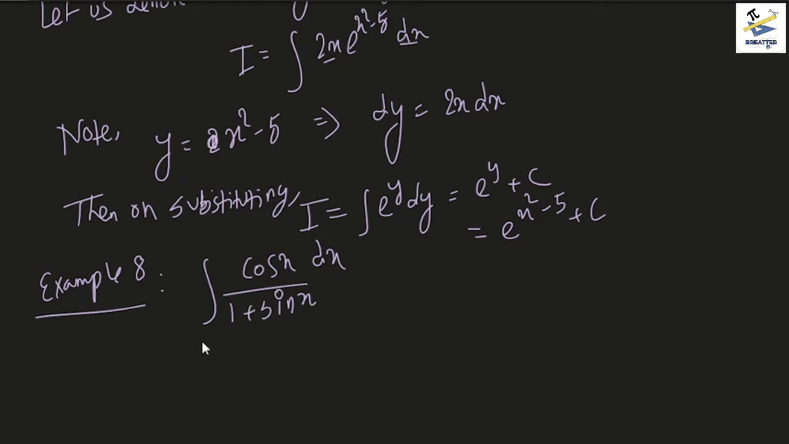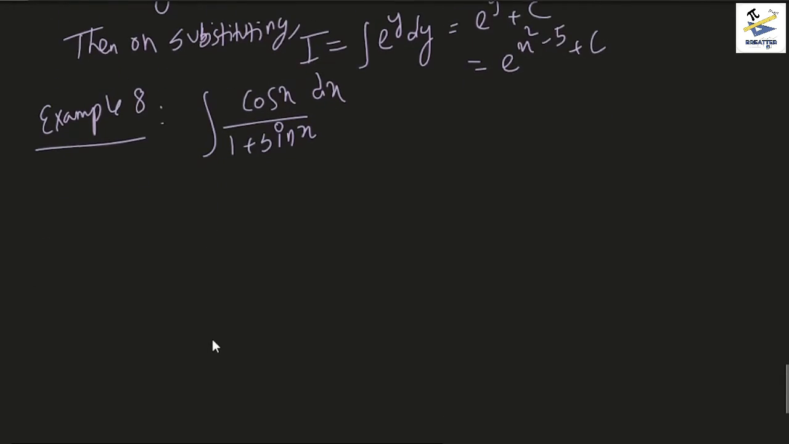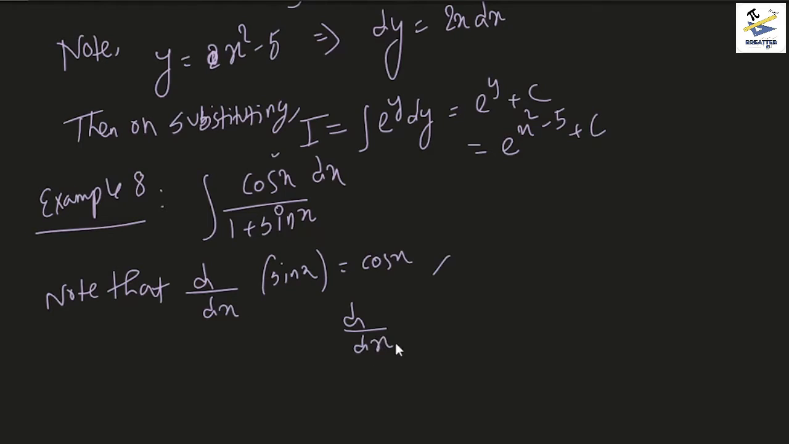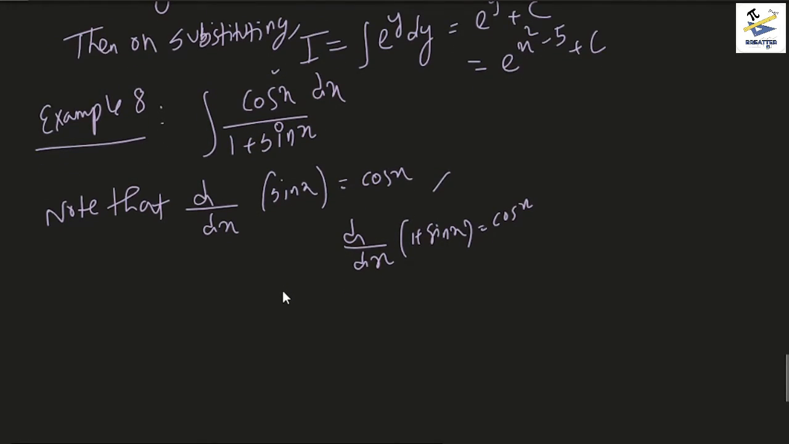So this one looks a bit more tedious than before, but note that d/dx of sine x is just cos x, right? So as we can see, cos x dx is present in the numerator and 1 plus sine x is in the denominator. So if the derivative of sine x is cos x, then the derivative of 1 plus sine x should also be cos x, right? So rather than going for the substitution y equals sine x, we can directly go for the substitution 1 plus sine x.